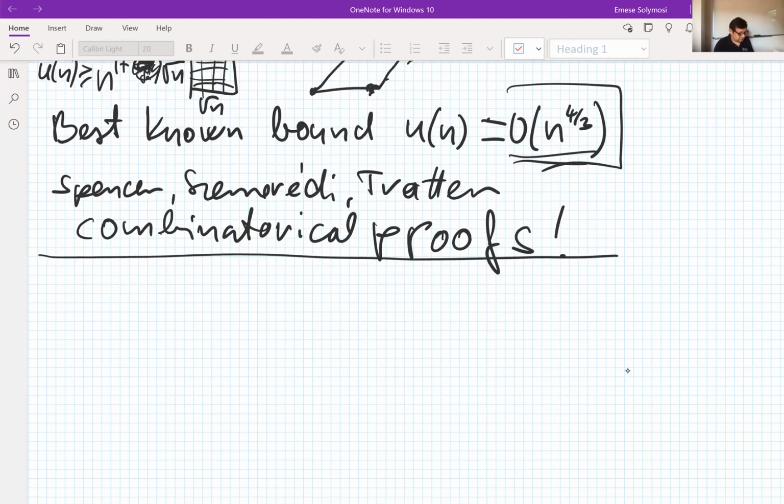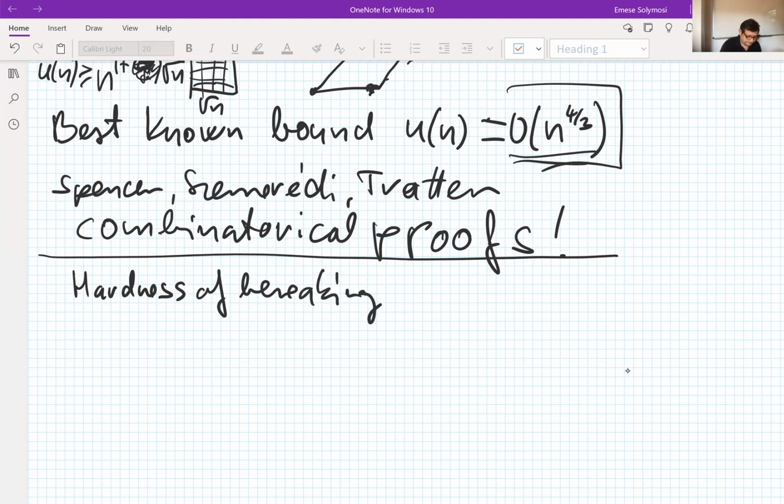So let's see the claim that I have in my notes, the hardness of breaking n to the 4/3, so the 4/3 bound. Now, the structure comes from Jarnik.